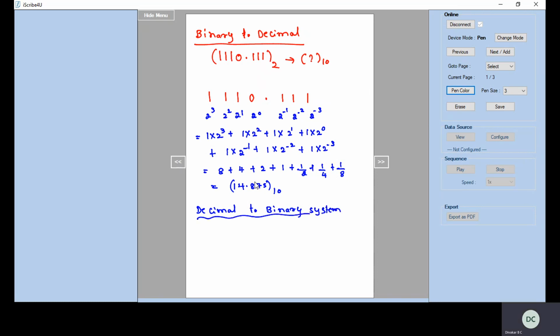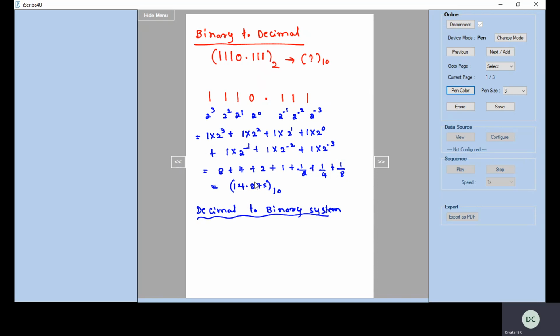The procedure is, first consider the given decimal number before the decimal point and divide successively by 2 until the number is not divisible by 2, and at the same time write the remainder for every division at the right hand side. Write all the remainders from bottom to top, which gives the binary equivalent number of that given decimal number before the decimal point.